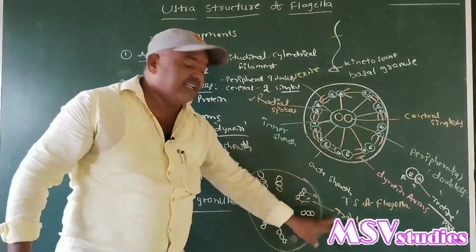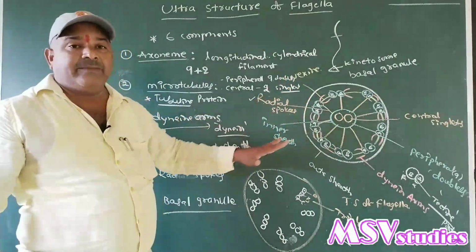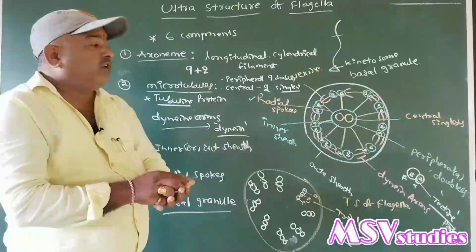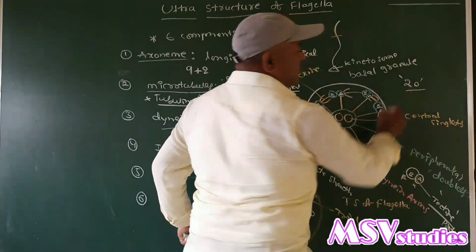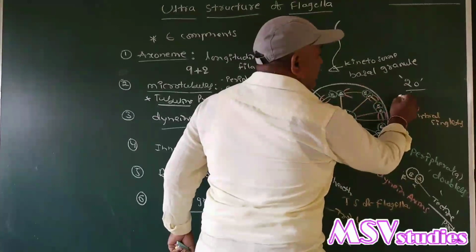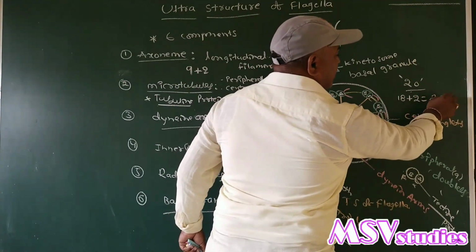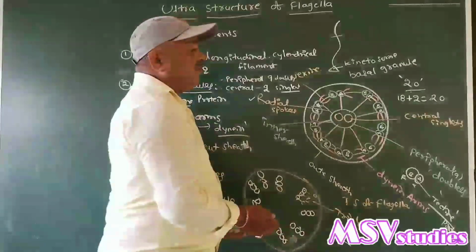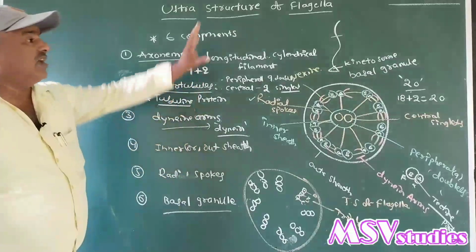9 times 3 is 27. At the axoneme area, the total number of microtubules is 20: 18 peripheral plus 2 central singlets. Total 20. So this is the outer structure of the flagella.